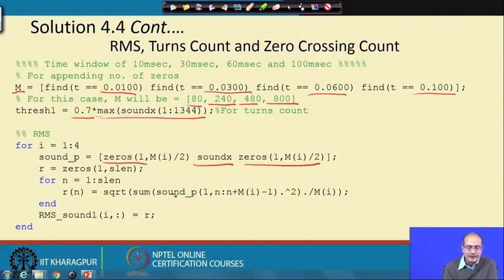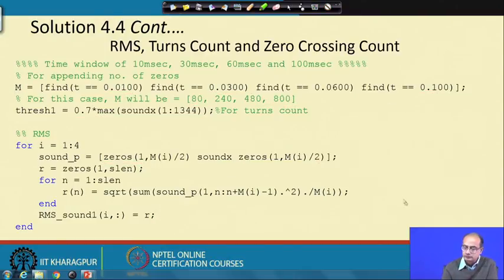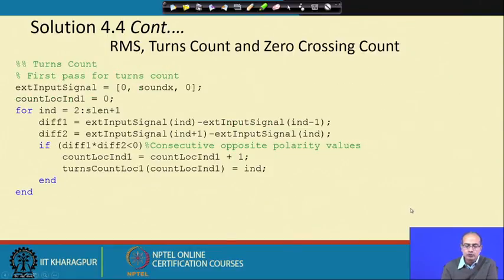So, that is the way the padding is done, and we compute the sum of squared, actually energy, divided by the count, that means the average energy, instantaneous average energy, and taking the square root that is giving the RMS value at that instant. So, we do that for different sizes of the window. Now, we move for the turns count.